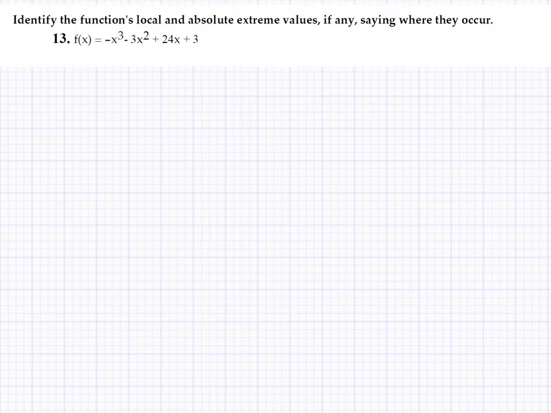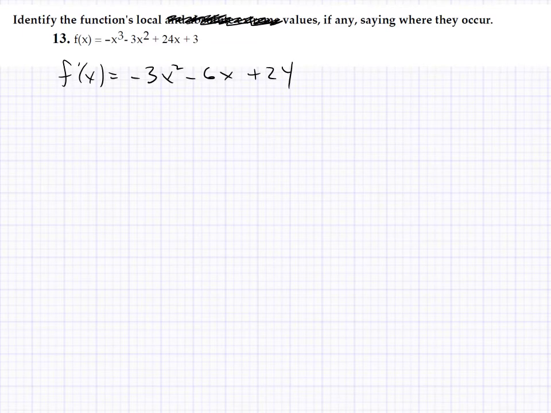Right, so this question is asking you to find the local and absolute extreme values, if any, and say where they occur. Now, we didn't really talk about absolute extrema, so we're going to ignore that part of it. We're going to talk mainly about just the local, which is relative. So the way we do this is to take the derivative, which will give us minus 3x squared minus 6x plus 24. And we want to figure out when is this 0 and when does this not exist. Again, being a polynomial, we don't have to worry about does not exist.